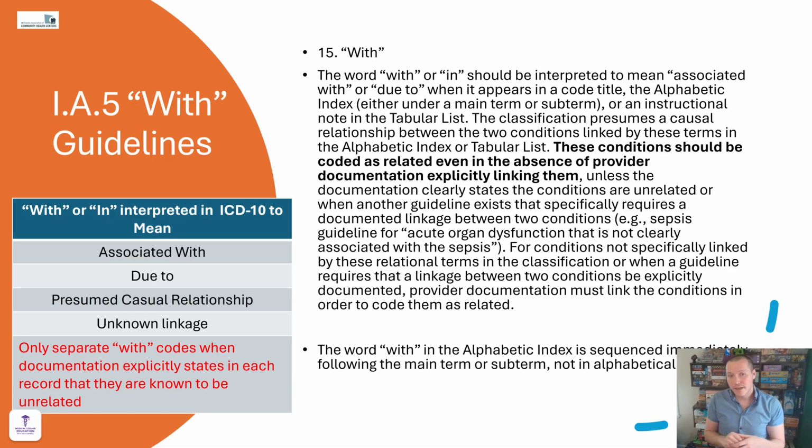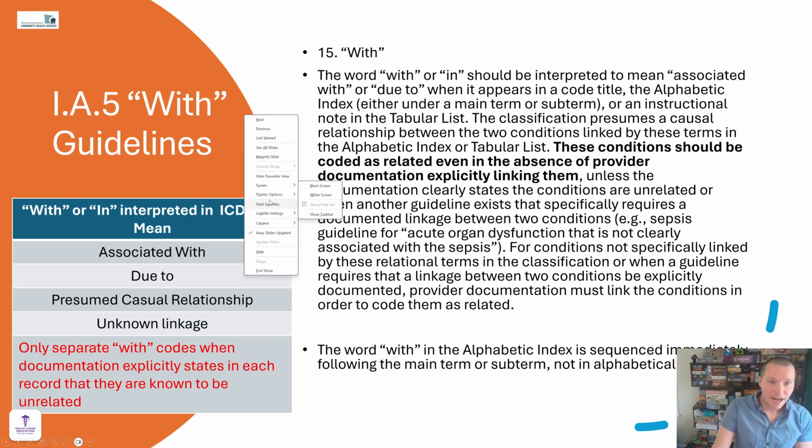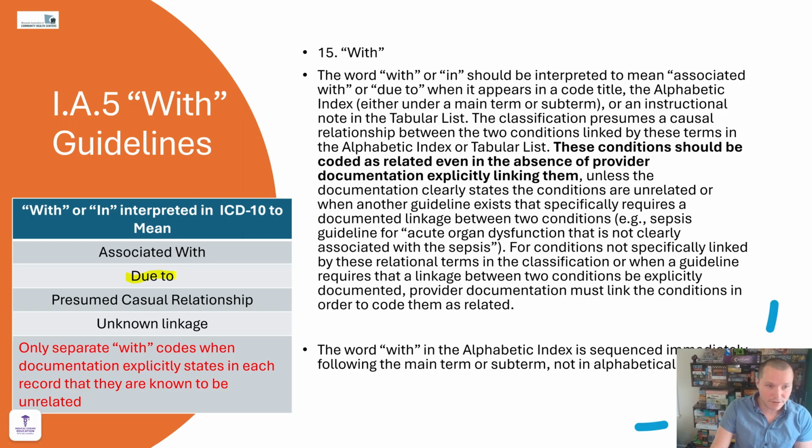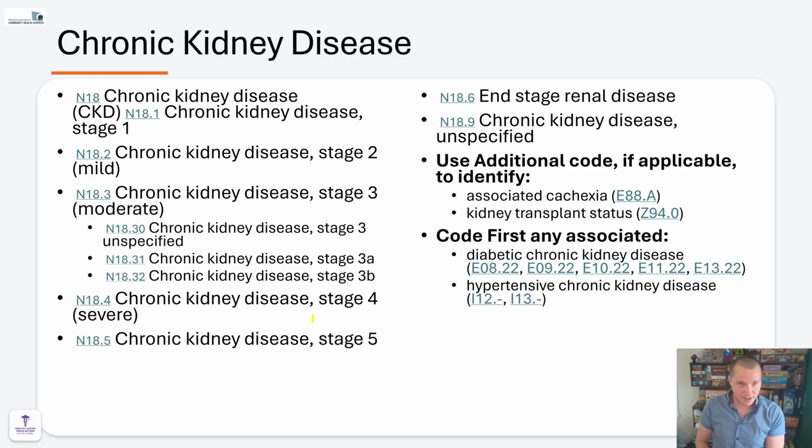Here are WITH guidelines. We're just going to breeze through it really quickly and assume everyone has a good understanding of how WITH guidelines work. If you don't, please watch my video of WITH. Just remember, WITH just simply means any association at all. It doesn't necessarily mean due to or associated with. It also means a presumed causal relationship and unknown linkage of two WITH conditions.